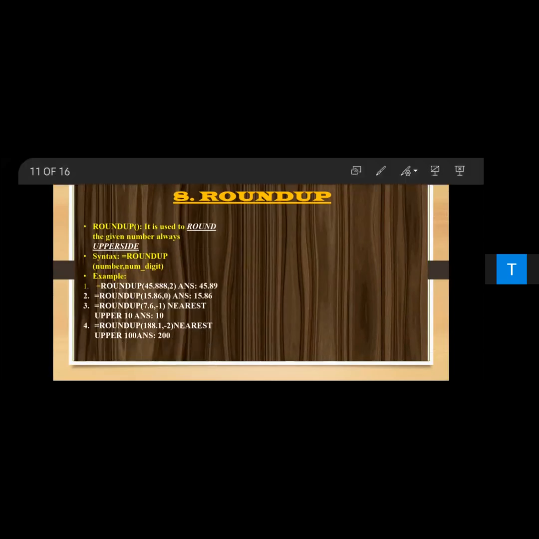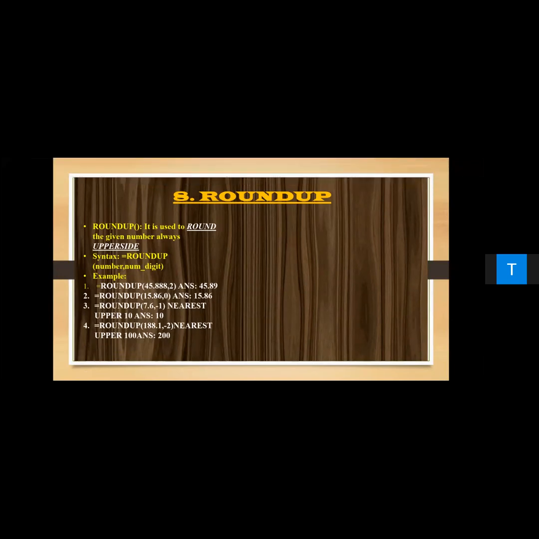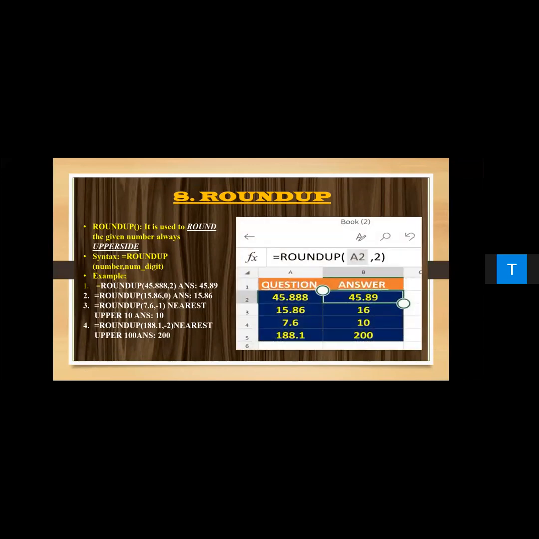Second is ROUNDUP. ROUNDUP is used to round the given number always to the upper side. The syntax is equals ROUNDUP, number, comma, num digit. For example, equals ROUNDUP of 45.88, comma 2. The rounding is done after the decimal, which is 89.